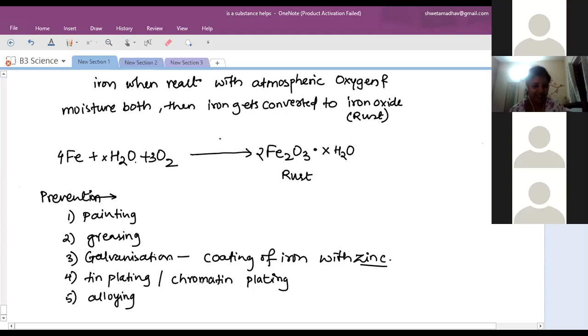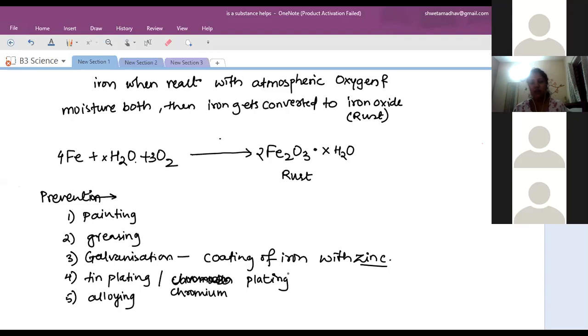Let me write first. Chromium. Ma'am, it's chromatin? Chromium, it is. That's what I told. I was writing something else. Chromium plating. So on iron, tin plating or chromium plating is done. Electroplating has been done, just like galvanization. The reaction of iron will be prevented by use of chromium or tin over it.